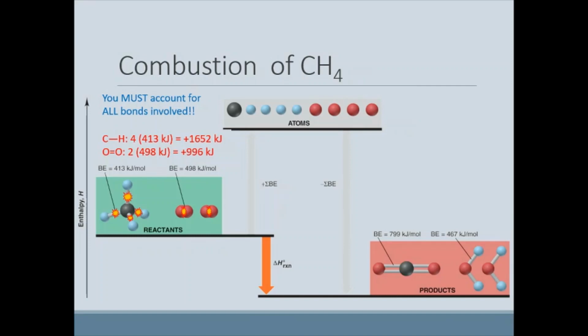And so once we have both of these values calculated, we know that it's going to cost us a total of 2648 kilojoules of energy to break all 6 of those bonds that I have highlighted there. But once we break them, now we have a bunch of free atoms, and so we need to go to the other side of the screen. And so here you can see that I need to form CO2 and 2H2O.